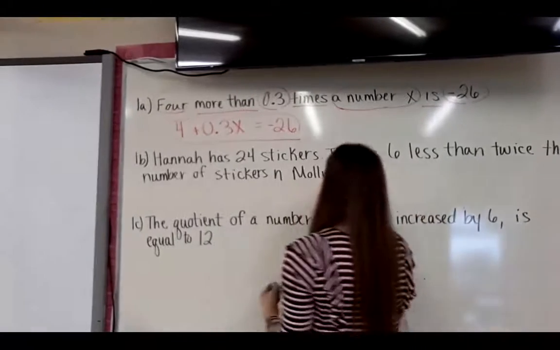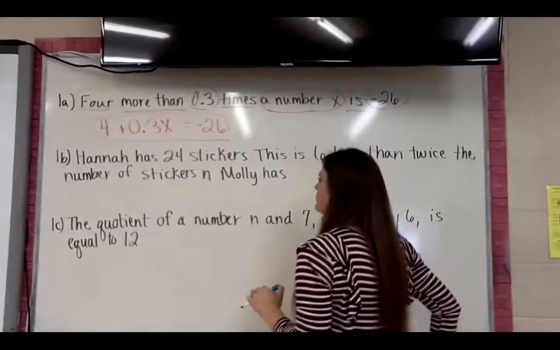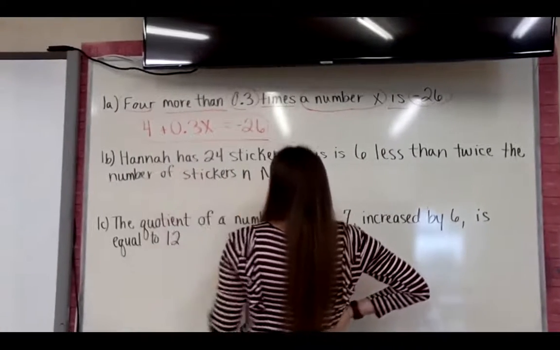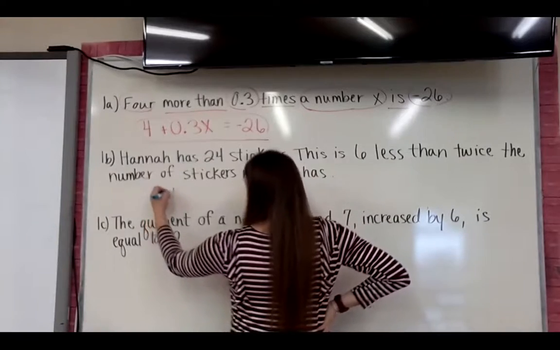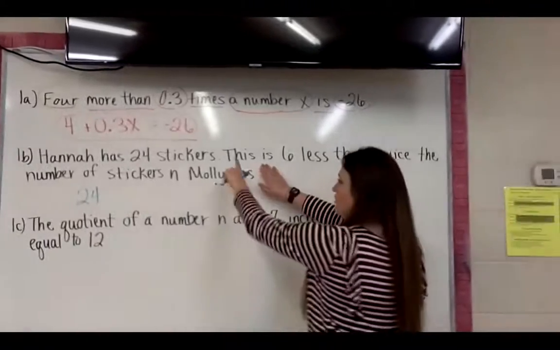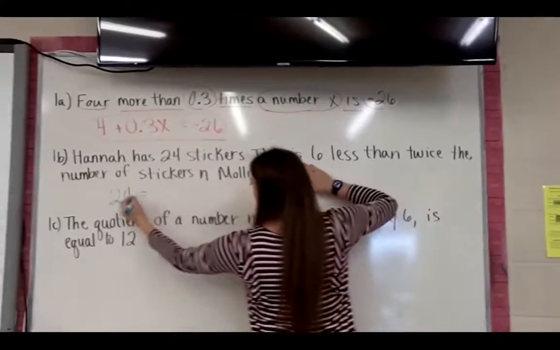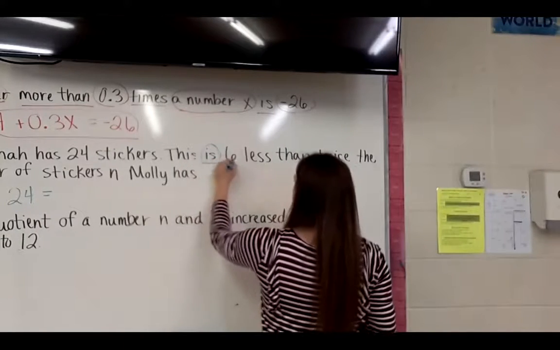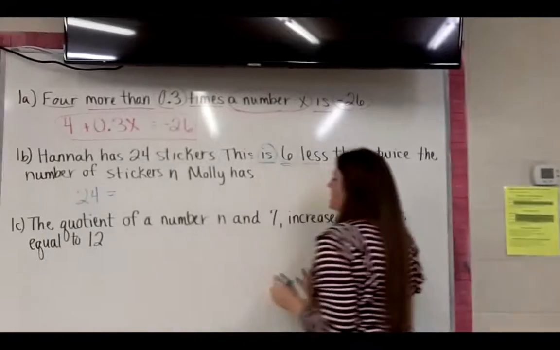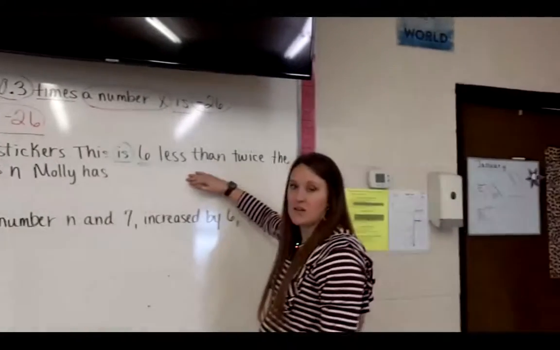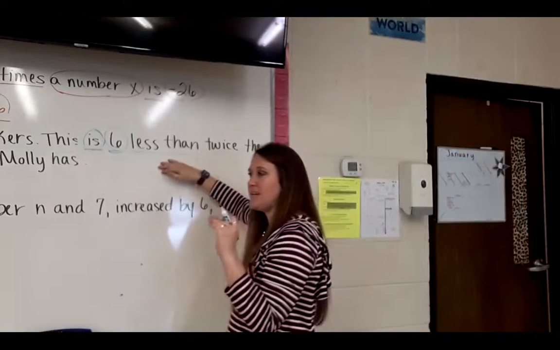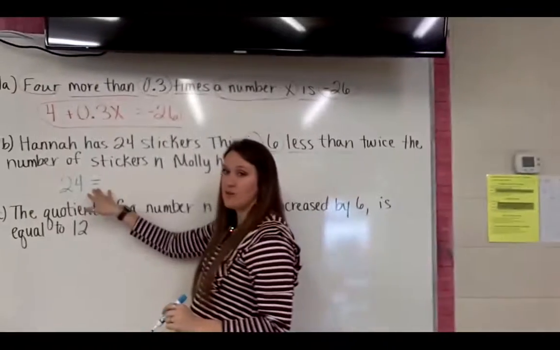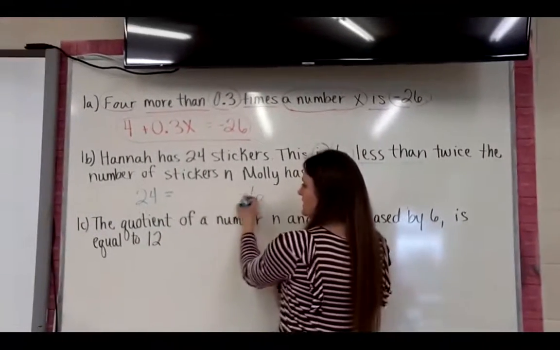Okay, on 1B. It says Hannah has 24 stickers. This is 6 less than twice the number of stickers Molly has. That sounds really complicated. But if we go back, Hannah has 24 stickers. So we know she has 24. It starts out with that. This is, so they're talking about the 24 is, which means it equals, well, I meant to underline that, is 6 less than. Okay, so 24 is, when it says 6 less than, is that one weird one where it means you're going to have to go back and put minus 6. It goes at the end. So that means we're going to have 24 equals something minus 6.